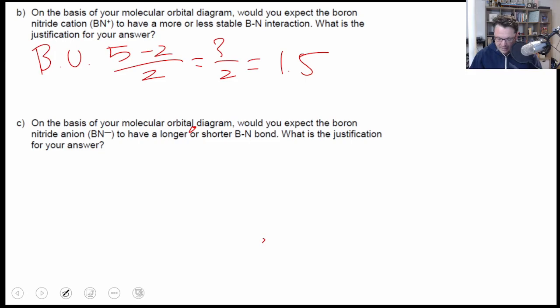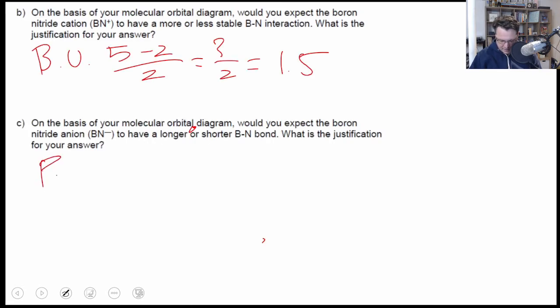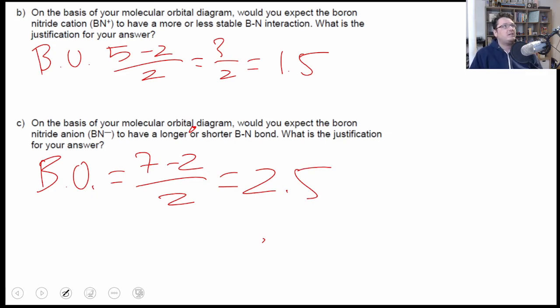In the case of BN minus, if we go back to the MO diagram and put in 1 more electron, that extra electron would go into the sigma bonding orbital. So we're putting an electron into the bonding orbitals. Now when we calculate the bond order, what we have is 7 minus 2, divided by 2, which comes out to 2.5. So the bond order is higher, and it should become a more stable interaction between the boron and the nitrogen.